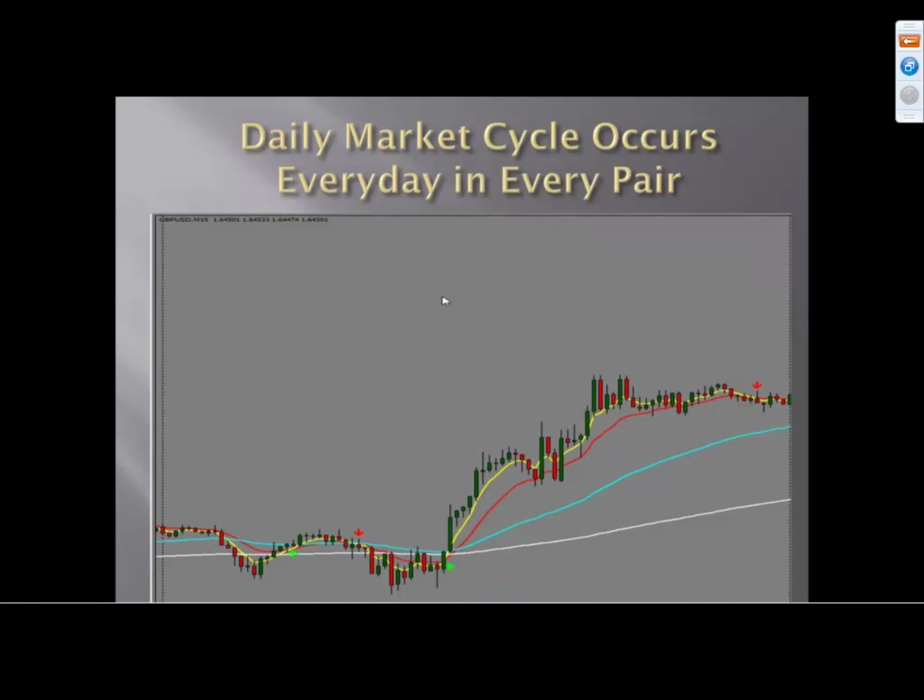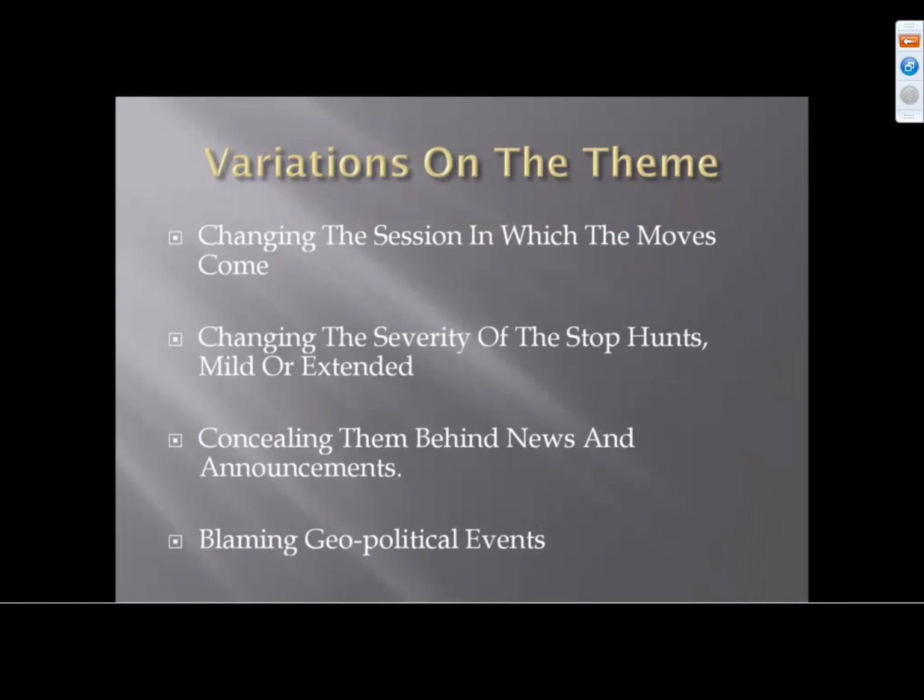Okay, so now you see it a little different. Okay, variations on the theme. How do they change it? What do they do? Changing the session in which the moves come will keep you confused. Changing the severity of the stop hunts. Okay, you get an extended 100-point stop hunt. Stop hunts, by the way, are typically 25 to 50 pips, and I'll cover that in detail coming up.